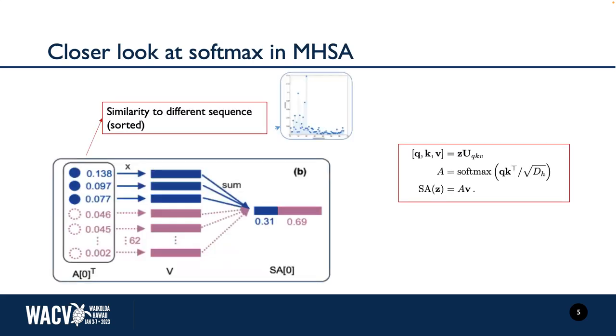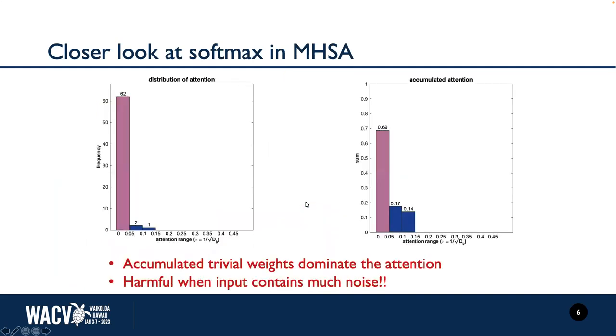In this example, we first sort all attention probabilities and then we set a threshold 0.05 to separate trivial weights from non-trivial ones. We can see that we get up to 62 trivial attention weights and only three important ones. And the sum of trivial attention consists of up to 0.69 of the final weighted values.